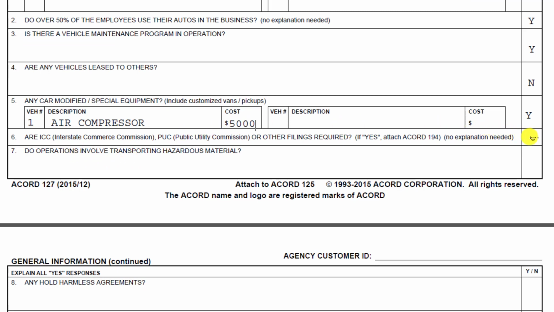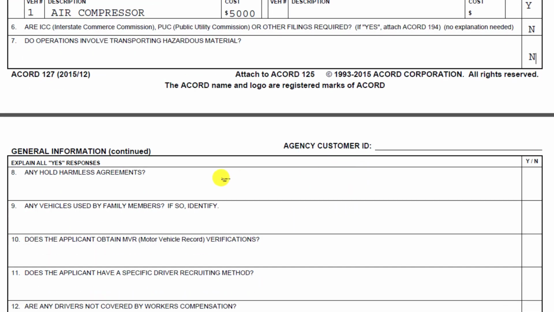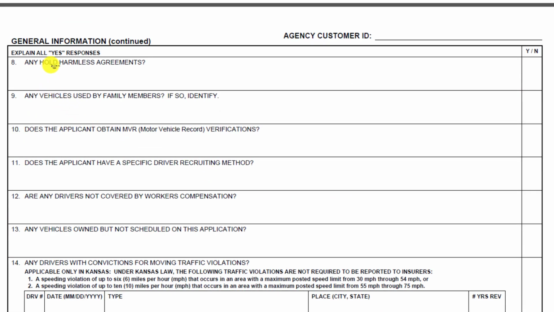Okay, now filings. This usually will always be yes if this is some sort of a trucking operation that goes more than one state. And you notice it says if yes, attach Accord 194. Now we're getting into trucking, okay? Interstate commerce. So most contractors or commercial lines will be a no unless they do cross-state trucking. All right, or hopefully not transporting hazardous material. That's a whole other conversation. Okay.